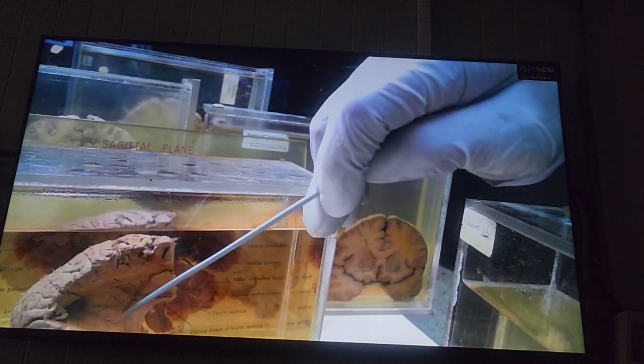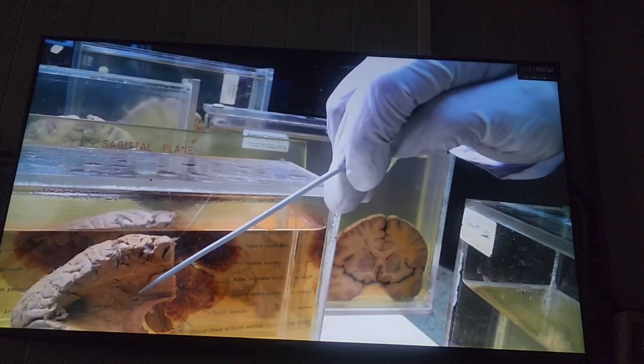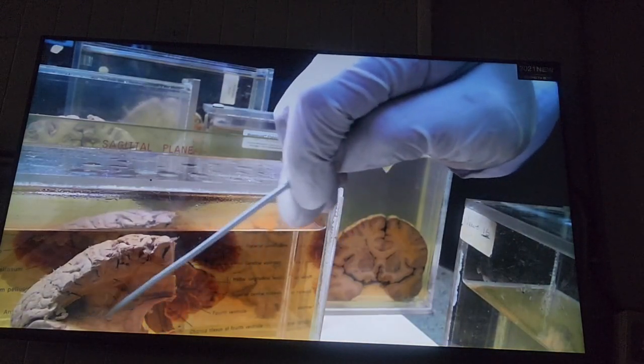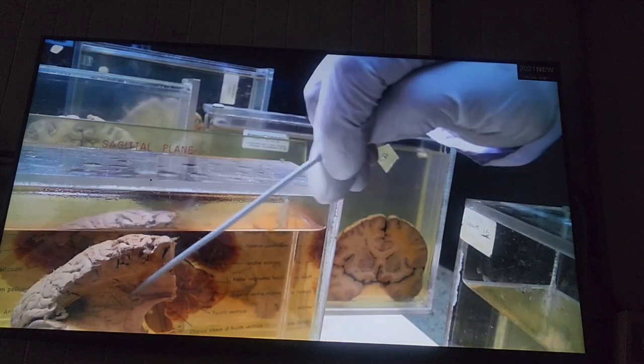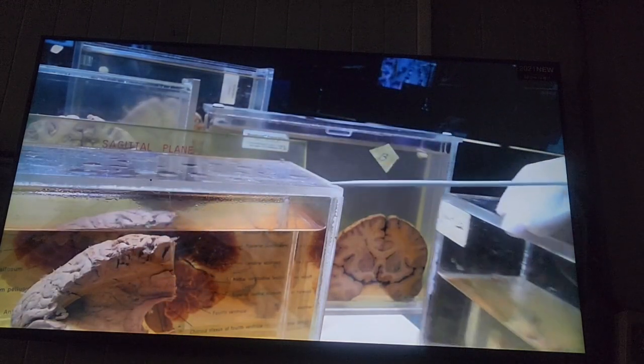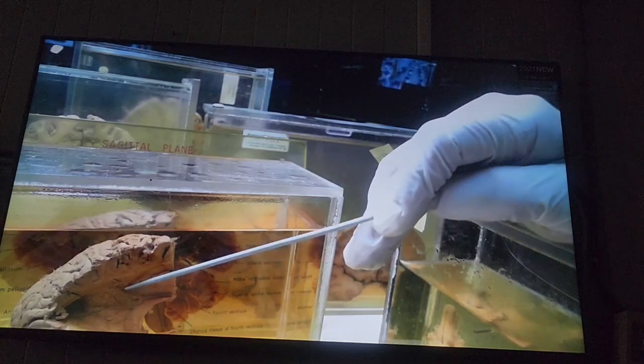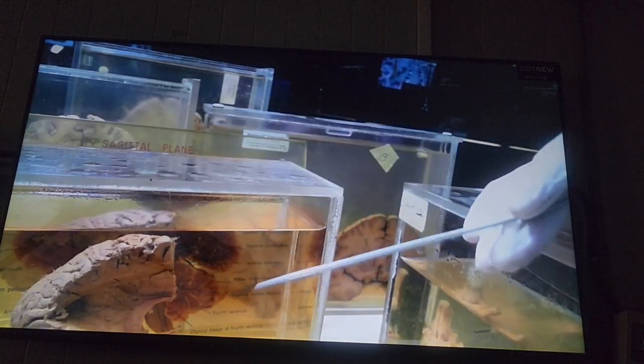The part that is formed by the bulb and the calcar avis. This is the calcar avis, and this is the bulb, which is on the floor of the posterior horn of the lateral ventricle.